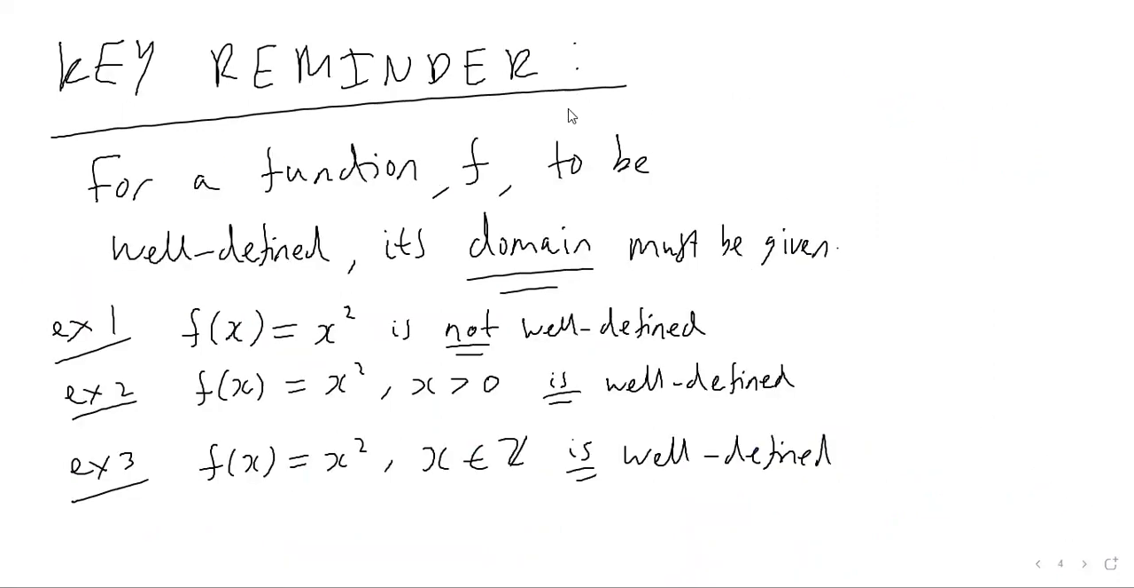So, a key reminder as well: for a function to be well defined, remember we need to give the domain. I've done some examples here. If f of x equals x squared, we know that's a function. Now this is not well defined. Well defined just means you've not defined the thing well enough.